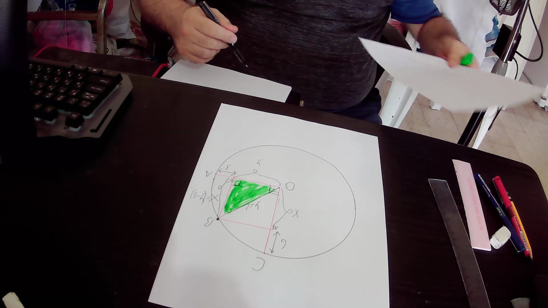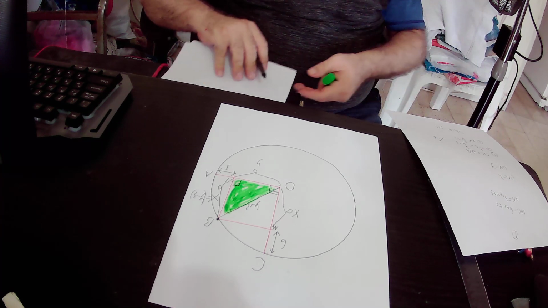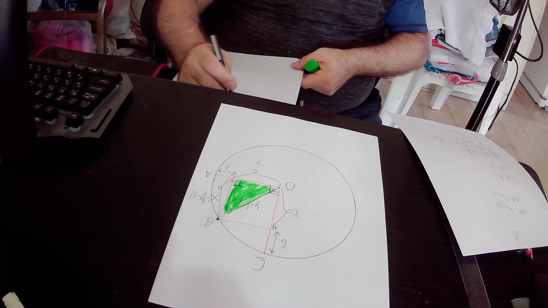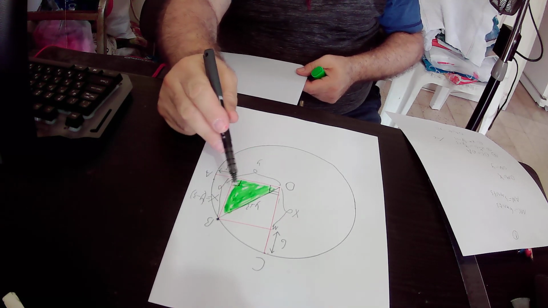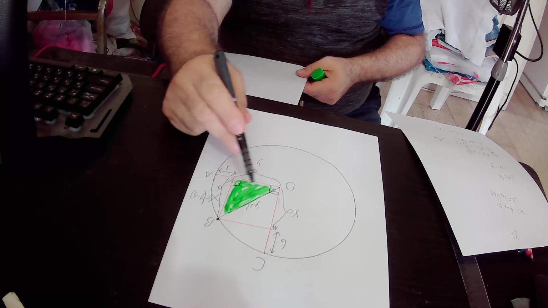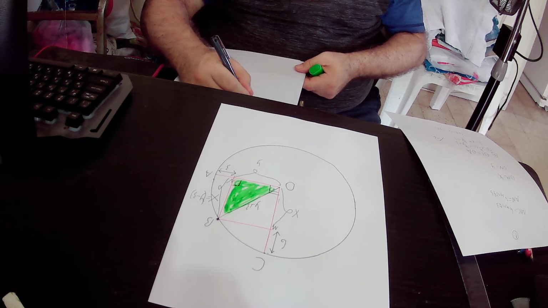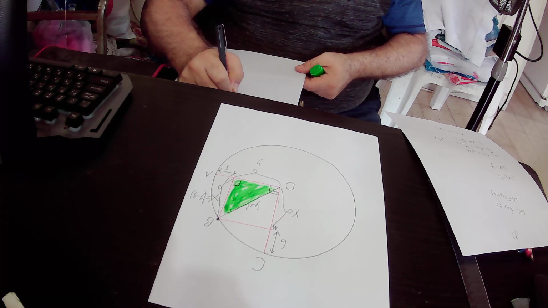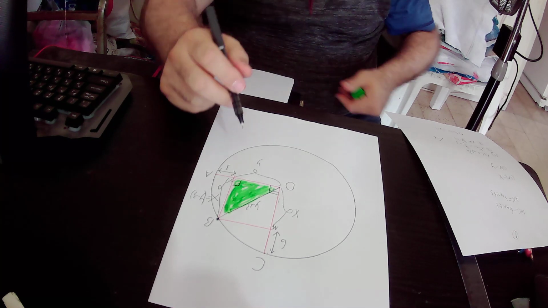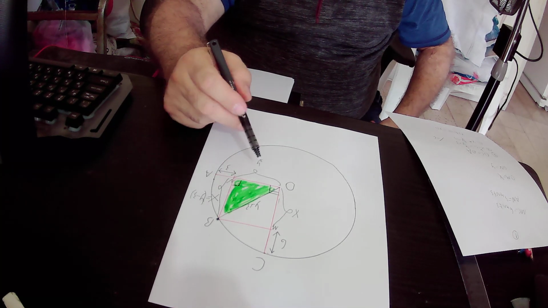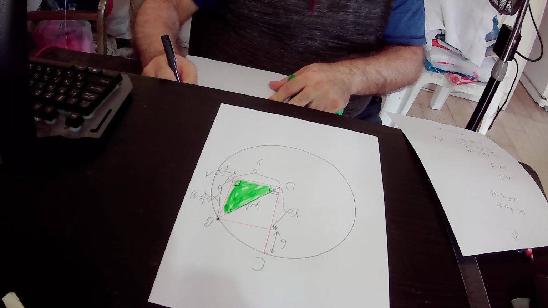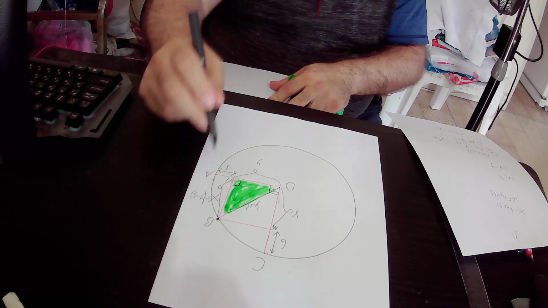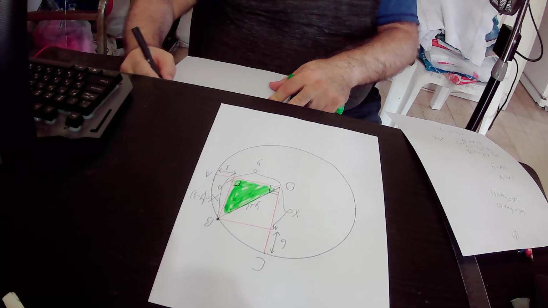Okay, so the Pythagorean theorem states that the square of the hypotenuse, that is to say OB square, equals the sum of the squares of the perpendiculars, equals ON square plus BN square.